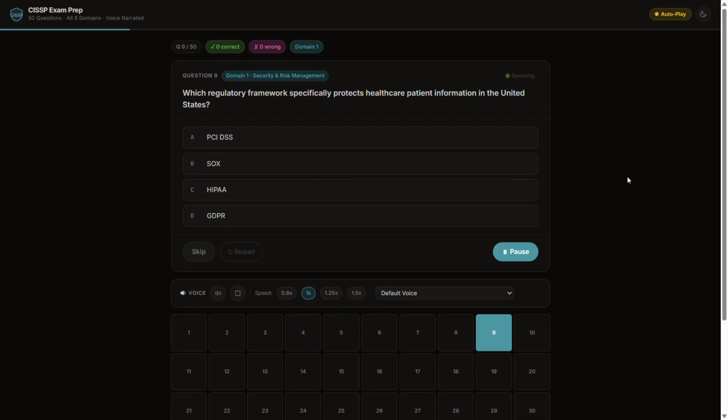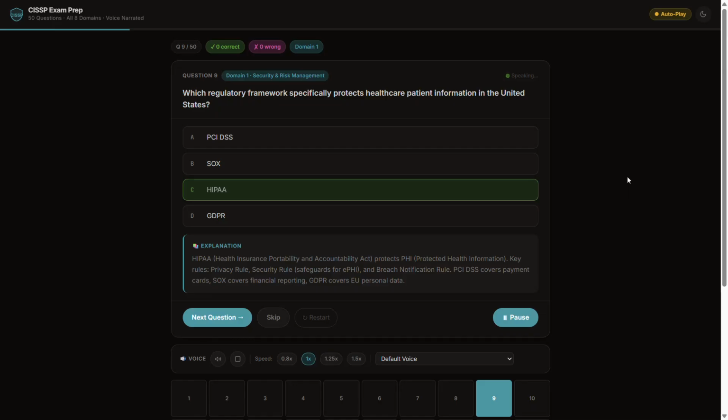Question 9. Which regulatory framework specifically protects healthcare patient information in the United States? Options: A. PCI DSS. B. SOX. C. HIPAA. D. GDPR.